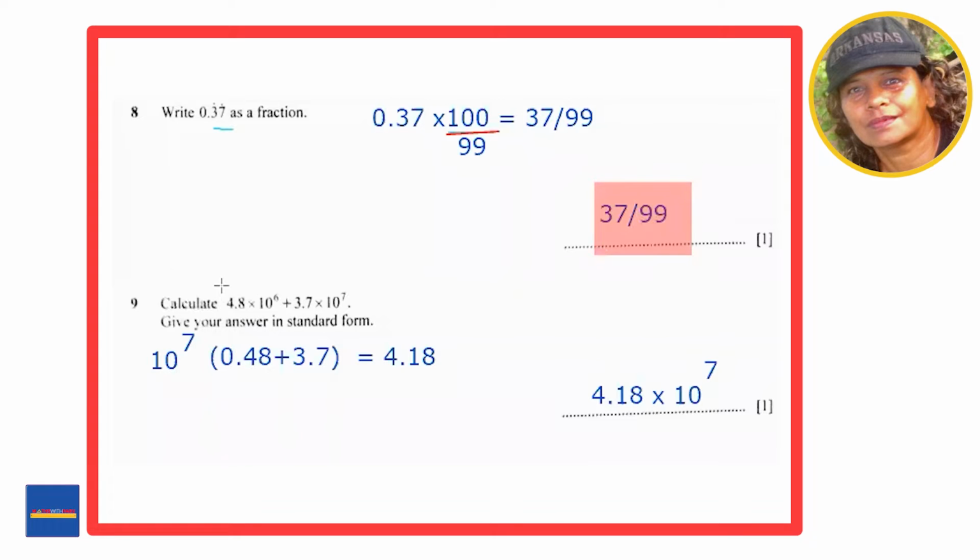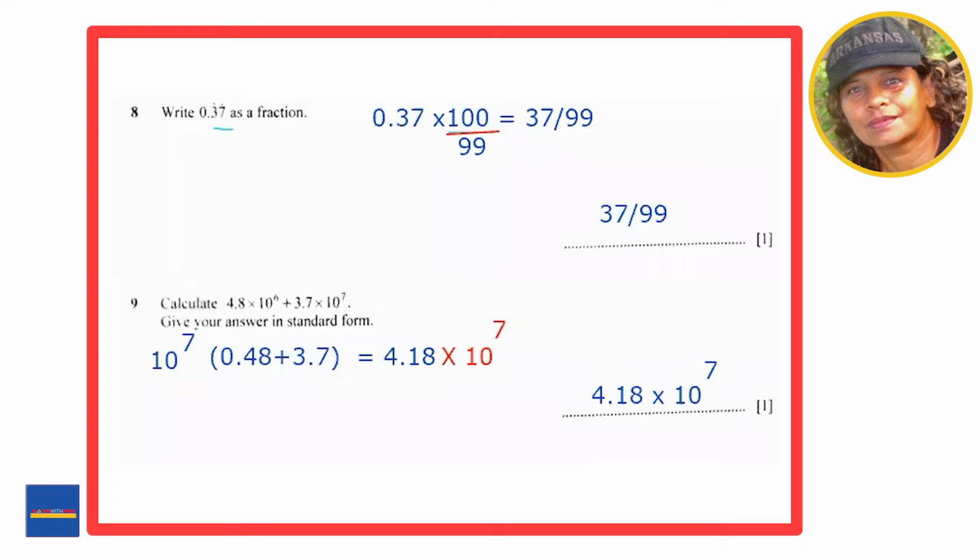Then here what we do is, we're going to take out what's common. So if I take out 10 to the power 7 as common, then I'm left with 0.48. Because here it's 10 to the power 6. Since I want to take out 10 to the power 7, I have to make the 4.8 0.48. And then I have 3.7. And when I add it, I end up with 4.18. So it's 4.18 into 10 to the power 7. And that is our final answer, because they're asking us to write everything in terms of standard form.